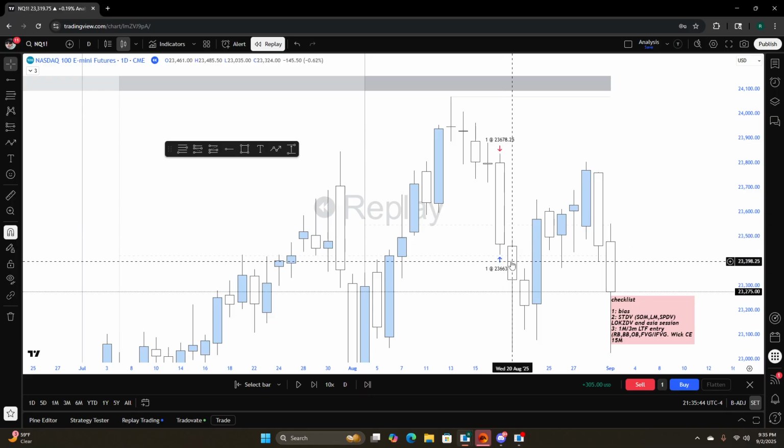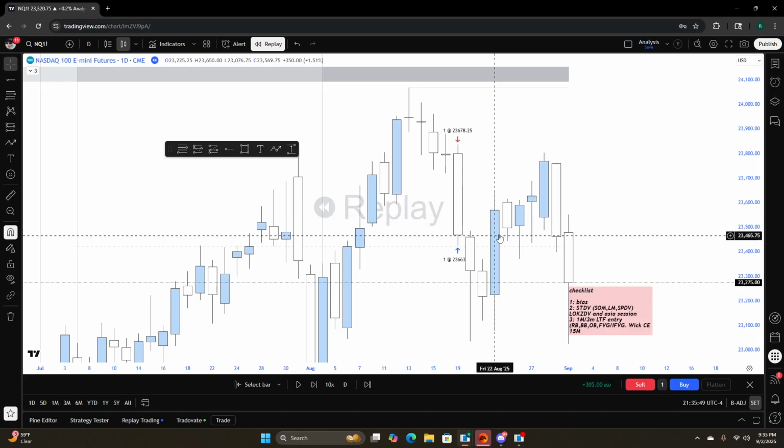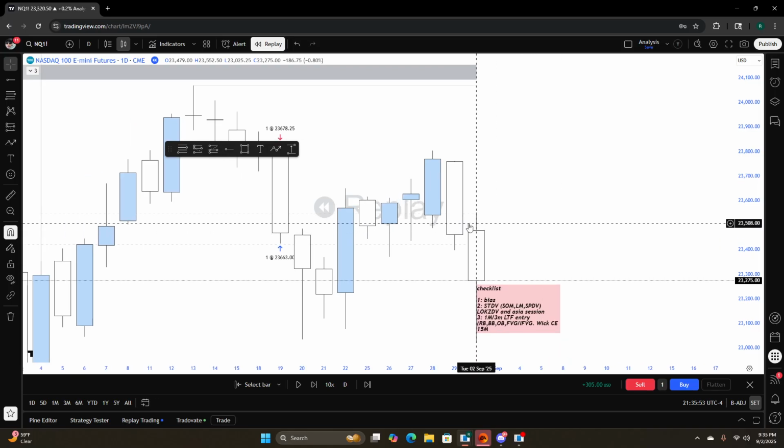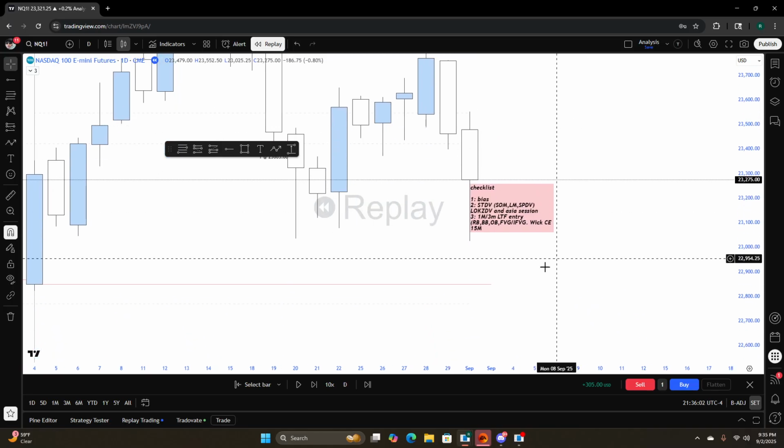Down candle here, previous day low gets swept. Bullish candle here, previous day high gets swept. Bullish candle here, previous day high almost gets swept. Yeah, you guys get the idea. So day before yesterday, bank holiday, had this low candle expecting to take longs off that previous day low.